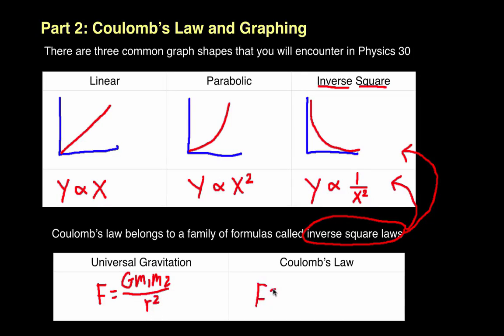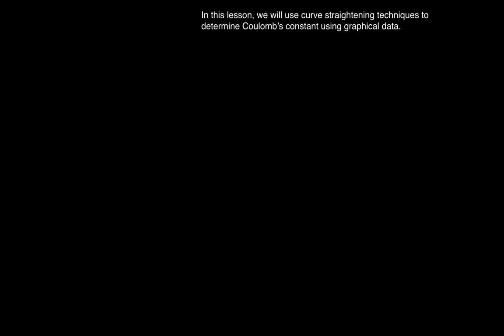Coulomb's law looks very similar to universal gravitation. F equals k q1 q2 over r squared, where again the r is the 1 over x squared part of the inverse square relationship. In this lesson, we will use curve straightening techniques to determine Coulomb's constant using graphical data.